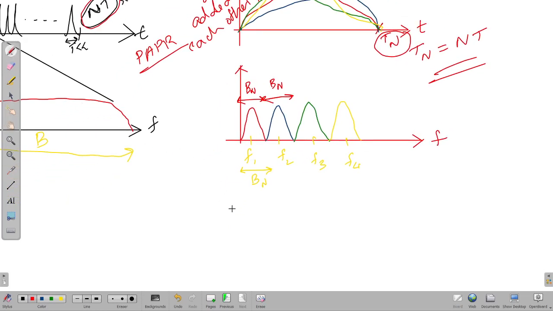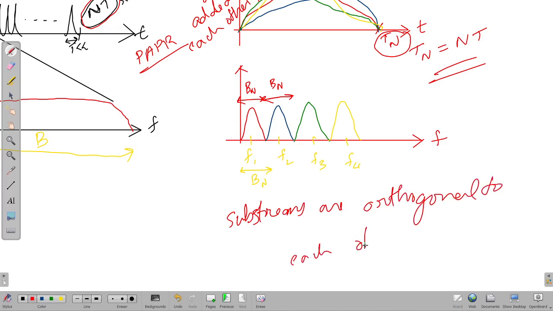So another point I want you to notice, the substreams are orthogonal to each other. All right.